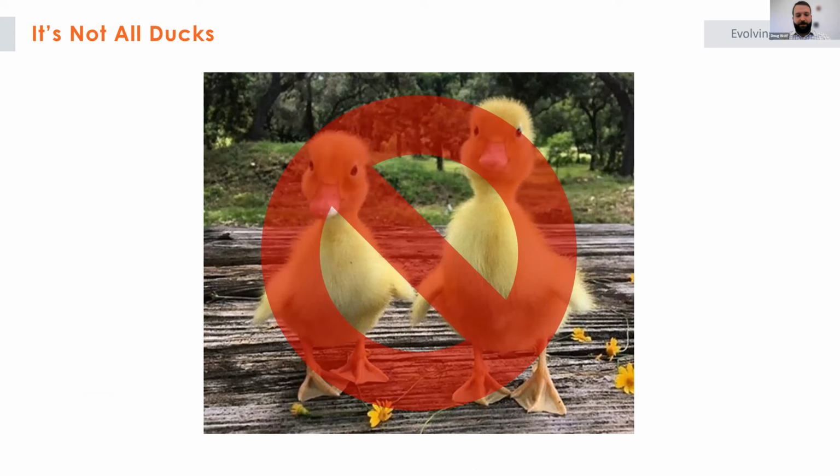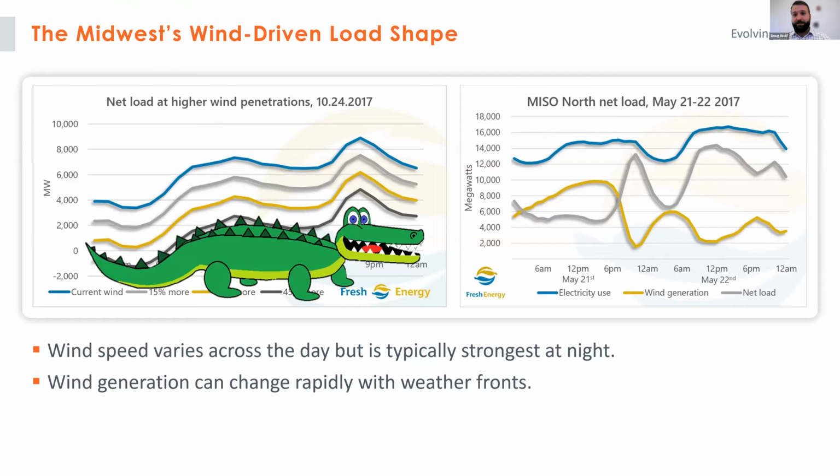I'm based out of Minnesota, so we can also see some of this dynamic in the Midwest with our wind-driven load shape. We are part of the Midwest Independent System Operator, and our load shape has been dubbed the Smiling Alligator by Fresh Energy. Wind speeds vary across the day, but it's typically strongest at night. And wind generation can change rapidly with weather fronts.